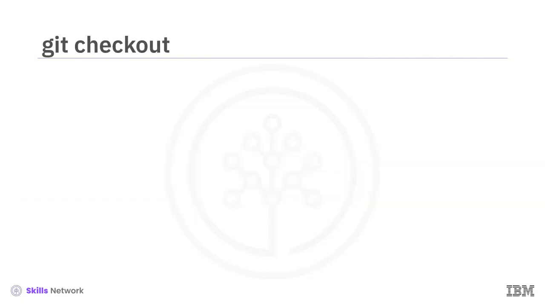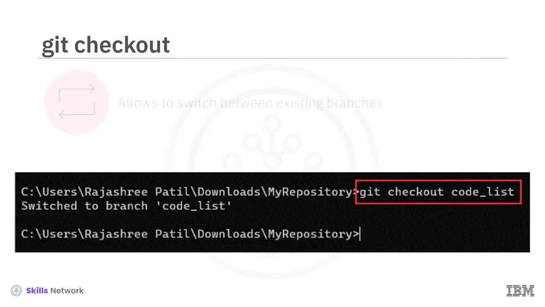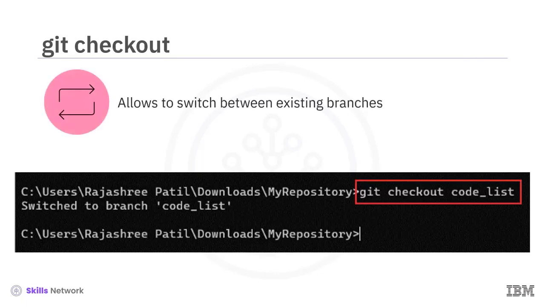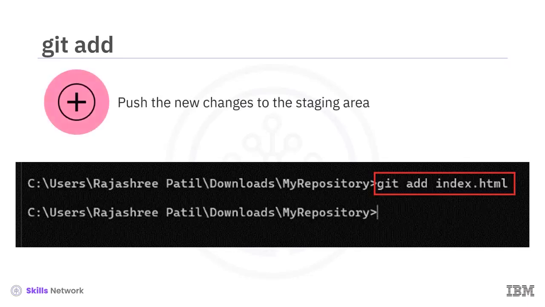To switch to the newly created branch to start the development, use the git checkout command. The git checkout command lets you switch between the existing branches. You can now make the changes to the index.html file in the code_list branch. Once done, run git add to add the newly made changes in your file to the staging area.